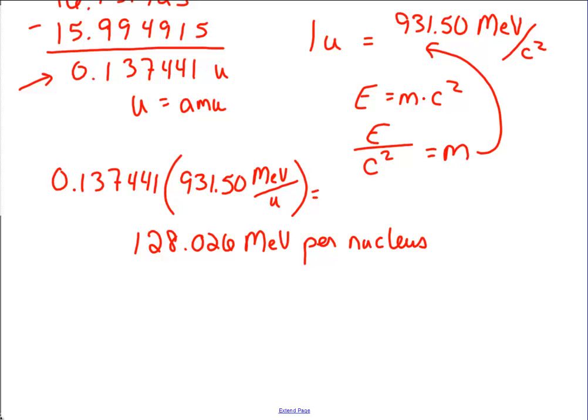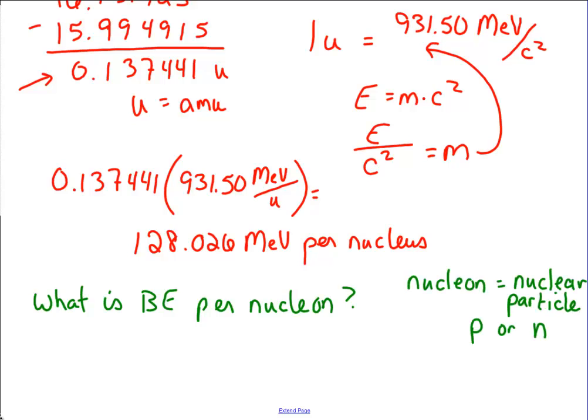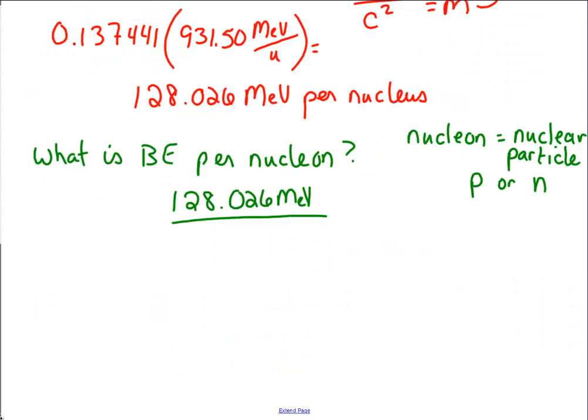What's more important is I want to know what is the binding energy per nucleon. Nucleon is a nuclear particle, either a proton or a neutron. So how do I find the binding energy per nucleon? Well, I'm going to take the binding energy per nucleus, in this case 128.026, and I'm going to divide it by the number of nucleons in my isotope.